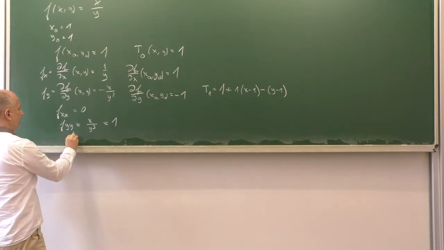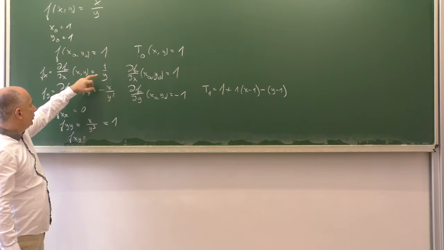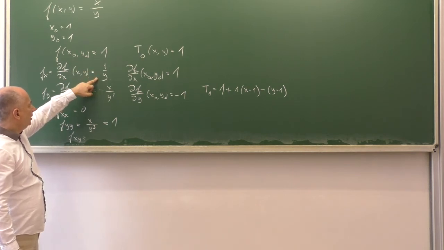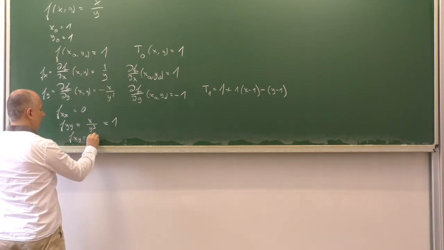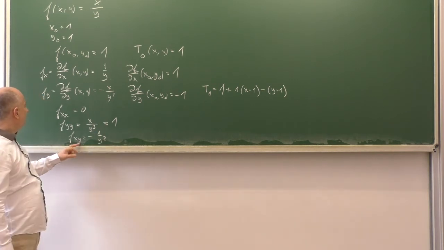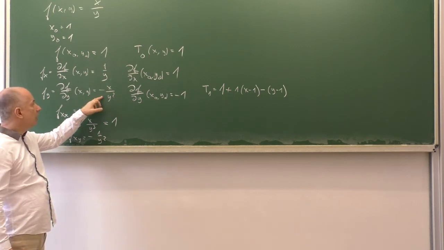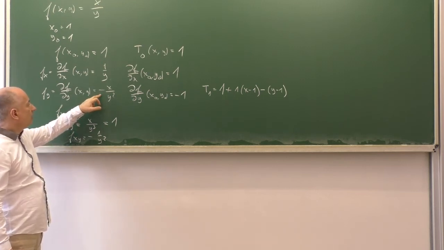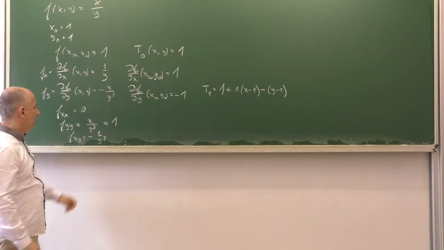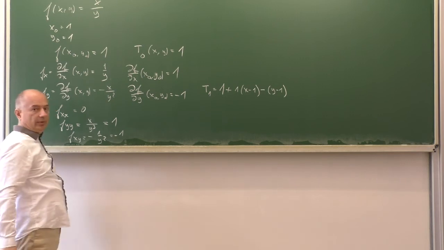And then the mixed derivative with respect to x and with respect to y is minus 1 over y squared. Alternatively, we can take fy and differentiate with respect to x, which gives again minus 1 over y squared. And at the point 1, 1, this is equal to minus 1.